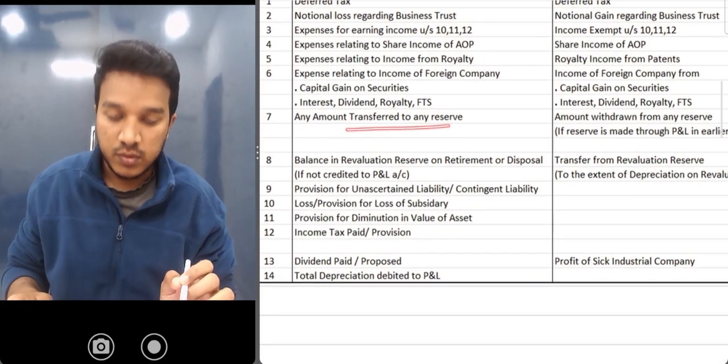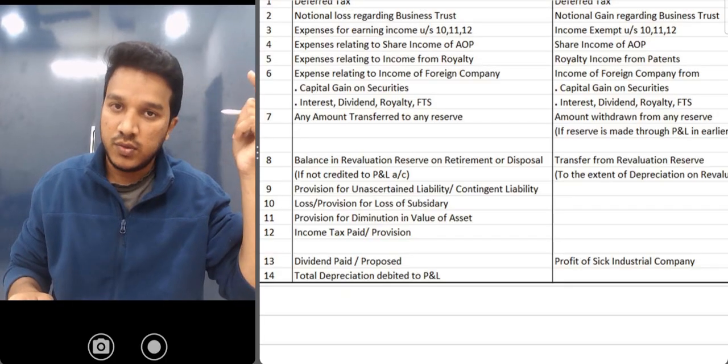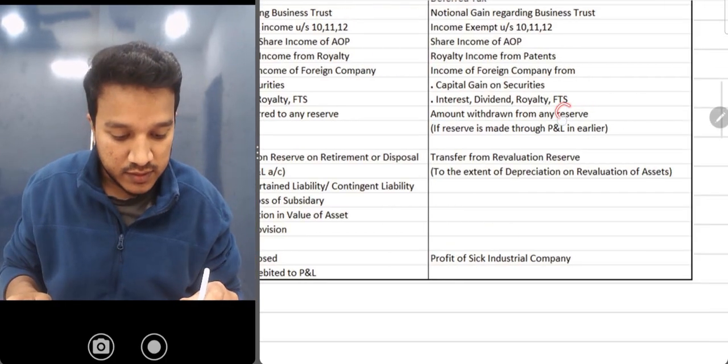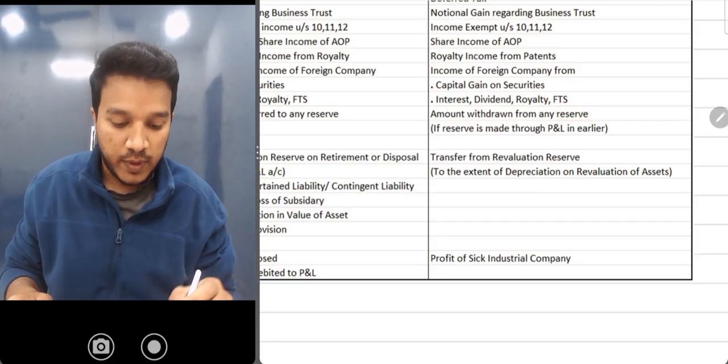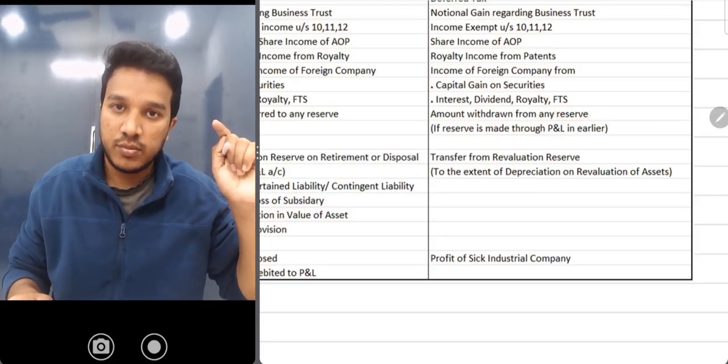Any amount transferred to any reserve. If you have transferred any amount to reserve and debited it to P&L, then add that amount. And any amount you have got from reserve, that you need to reduce, provided that reserve should have been created through P&L only.